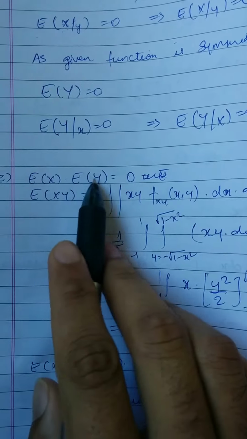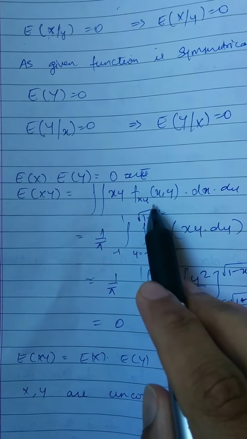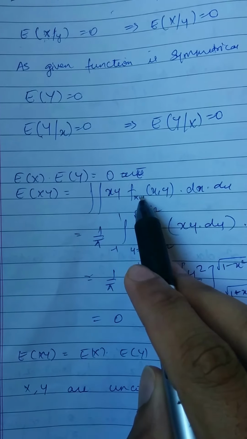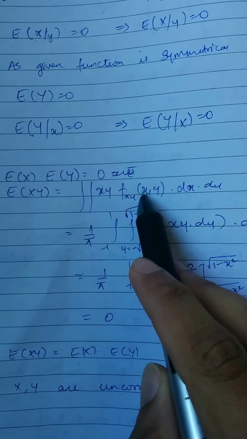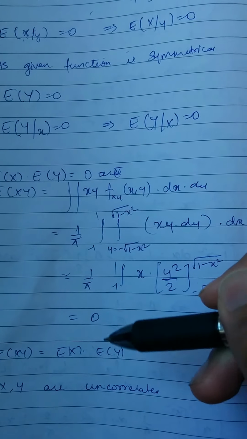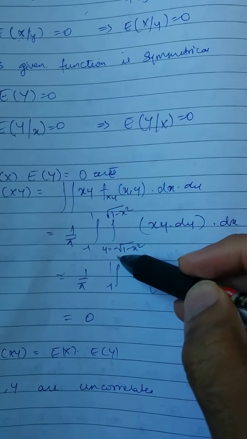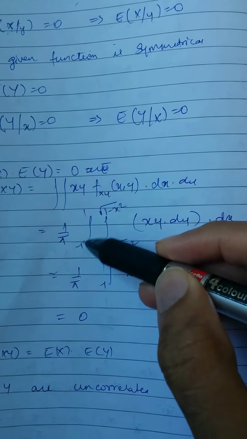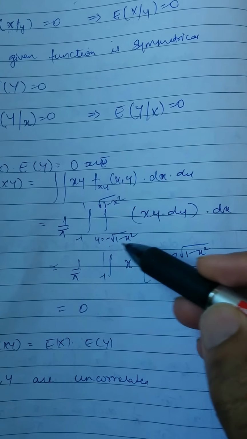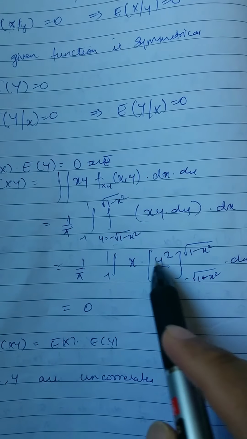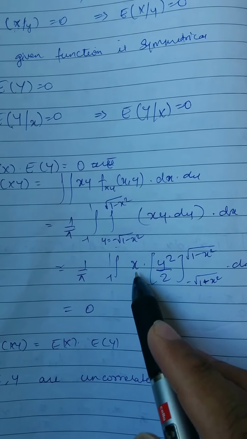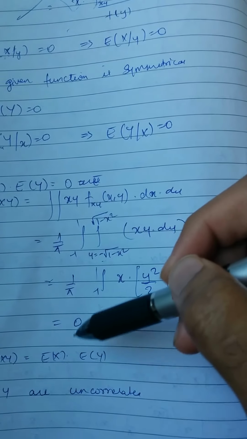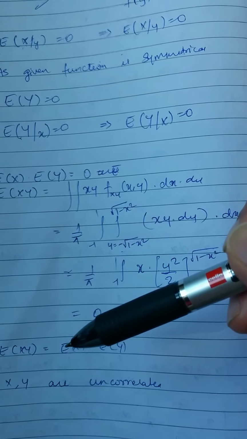Now the expected value of xy would be xy into the joint density function f of xy, integrating again from the same limits that we have taken earlier, that is y from minus square root of 1 minus x square to square root of 1 minus x square, and x from minus 1 to 1. On integrating this, the entire integral goes to 0. So we get the value as 0. Now, since E of xy is equal to E of x into E of y, x and y are uncorrelated.